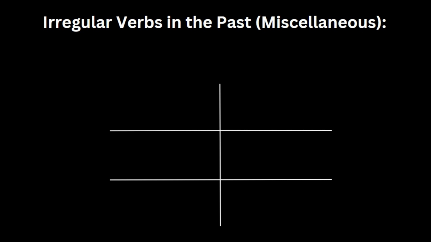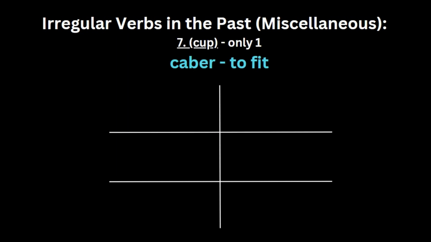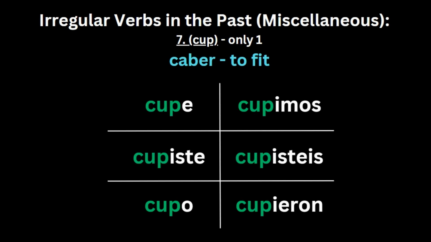The last category of irregular verbs in the past tense in Spanish is the category I call miscellaneous, meaning that there are verbs that irregularly change their form in the past and that there aren't any other verbs that replicate their form, like the verb caber, meaning to fit. Rather than following the pattern of verbs ending in er, as far as I know, caber is the only verb that follows the cup pattern. Yo cupe, I fit, tú cupiste, you fit, and so on. I recommend knowing this verb rather than using it.